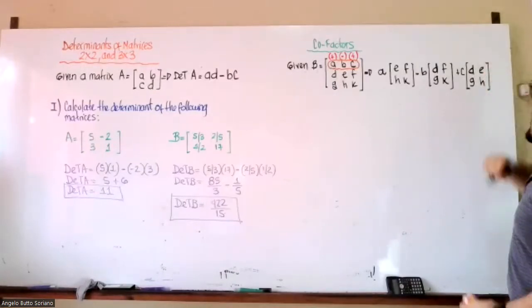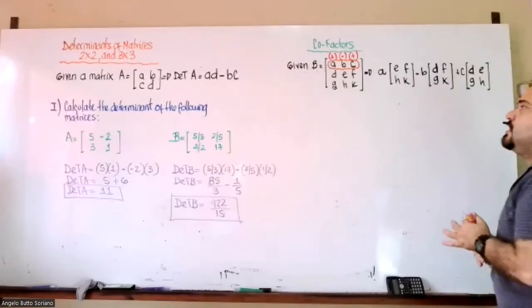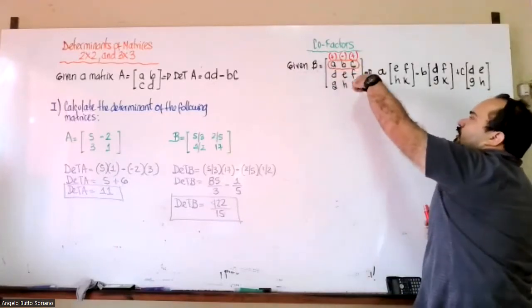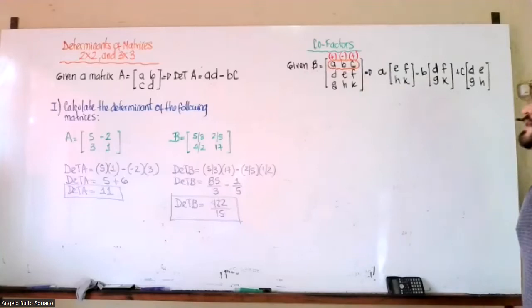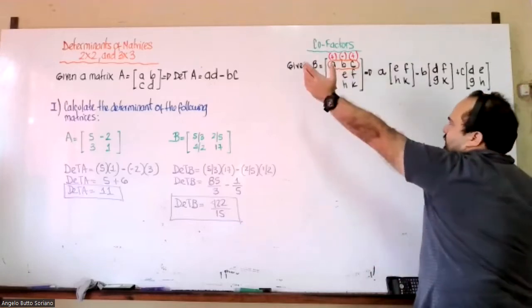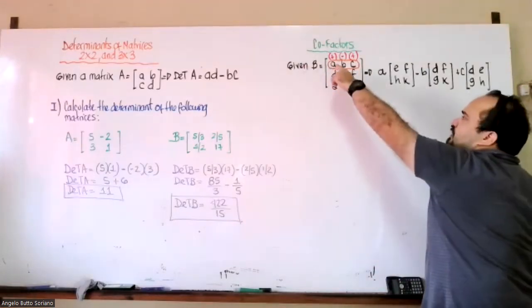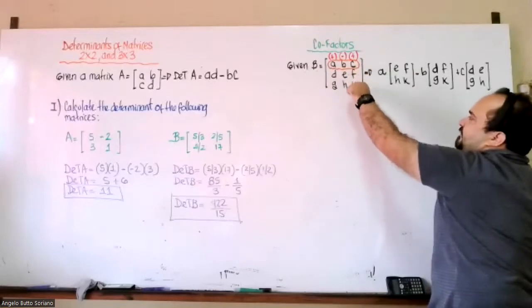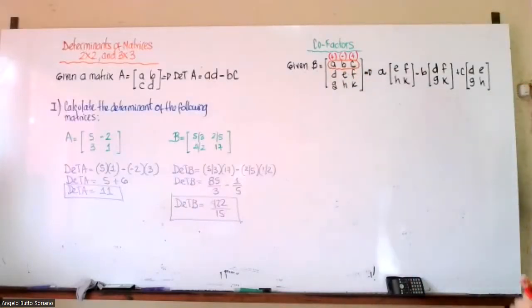Because the sequence is established, the row and the column where the letter C is located will disappear. That means AB and FK will disappear, okay? And we have at least the beginning of the sequences of the matrix of cofactors.